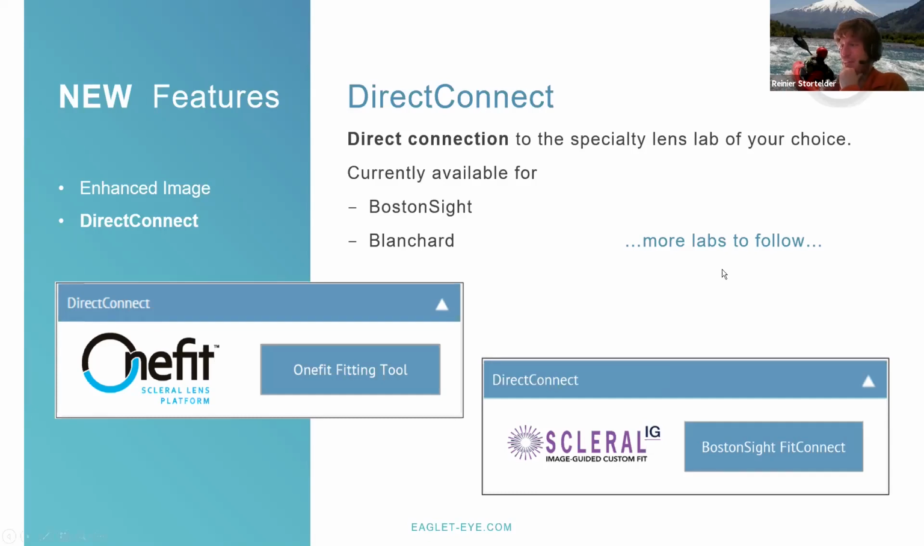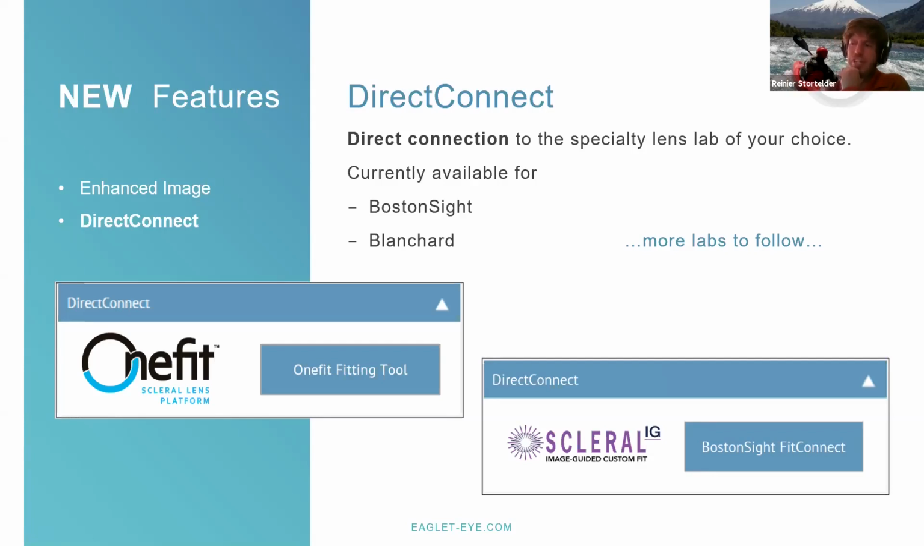All right, I will continue with DirectConnect. We already had algorithms for Boston Sight and Blanchard. So we used the first lens fit algorithms and you got the prediction, but at that moment you had to print it or write it down. And now we just have a button just importing everything just straight into the lab tool.